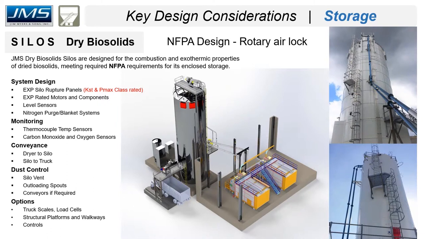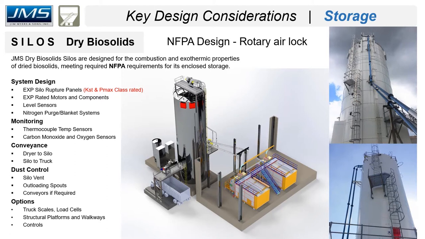For silos on the dry biosolid side, we use silos exclusively for dry biosolids just because it's a nice flowable product. Another key consideration for dry biosolids specific to this is finding the sludge KST and Pmax value. This is the tested value that tells the rate of explosive values of the sludge. It's usually in the 150 to 200 KST range.